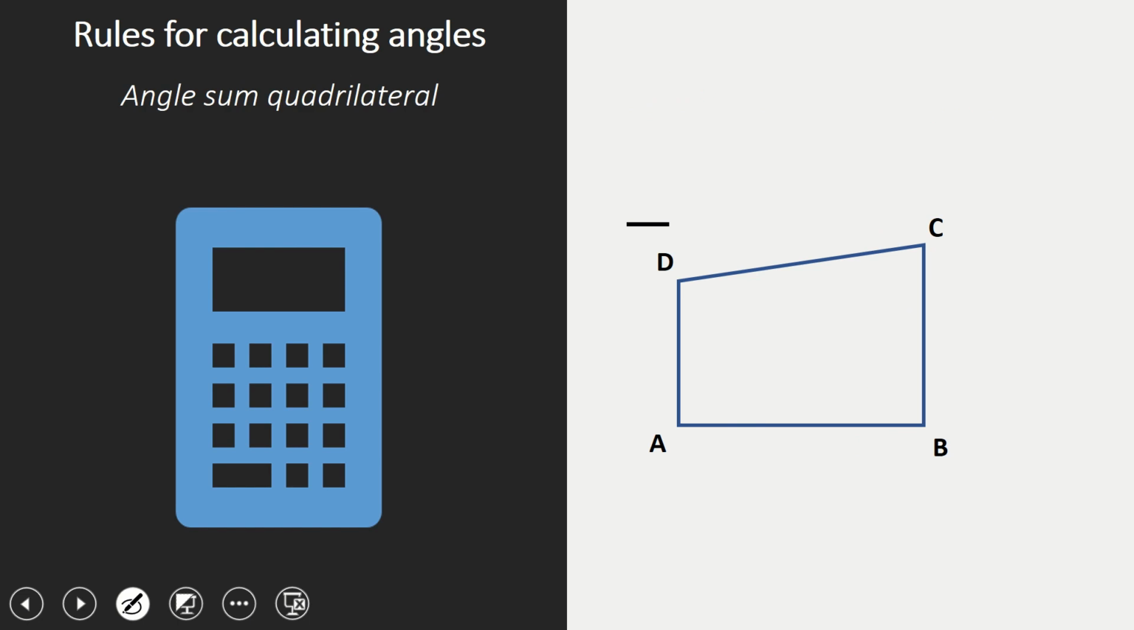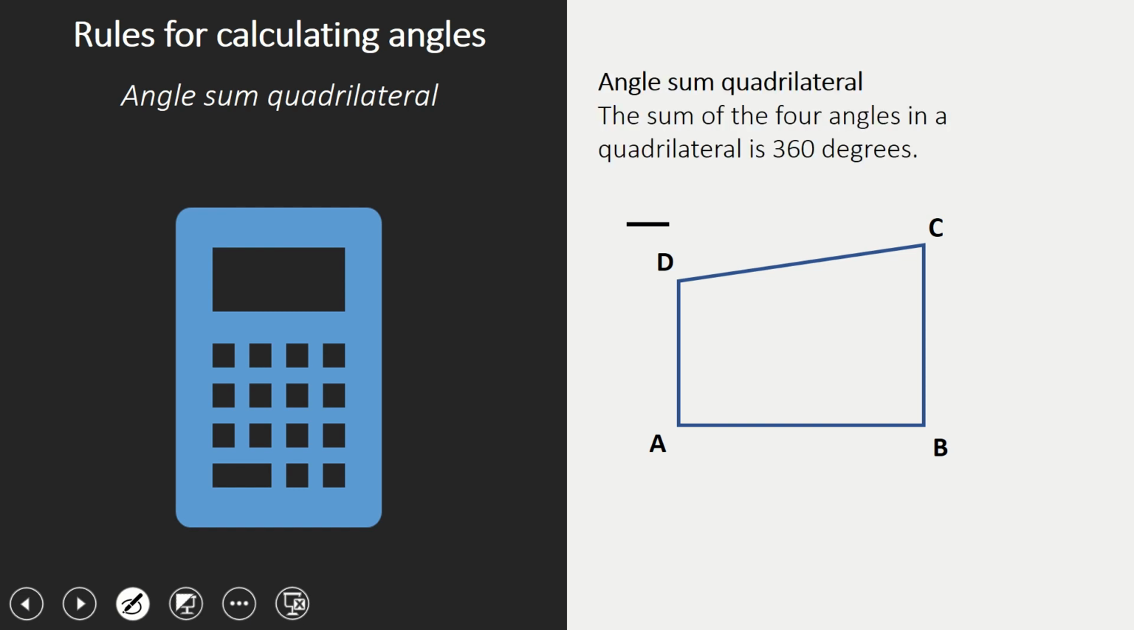Then, the angle sum of a quadrilateral. We know that a quadrilateral is anything with 4 angles. So the sum of the 4 angles in a quadrilateral is 360 degrees. So if I'm going to add angle A plus angle B plus angle C plus angle D, it will make 360 degrees.